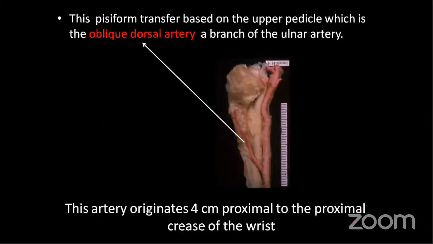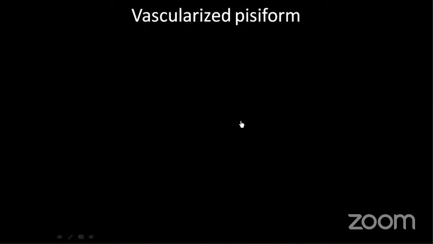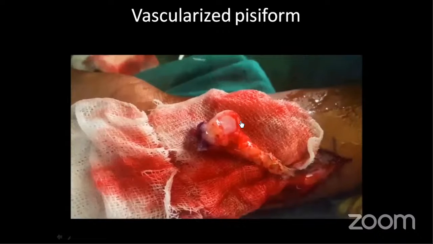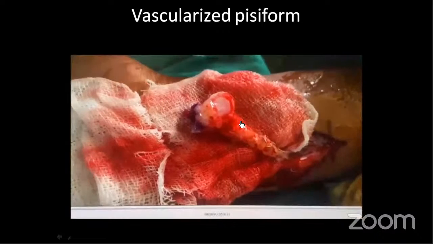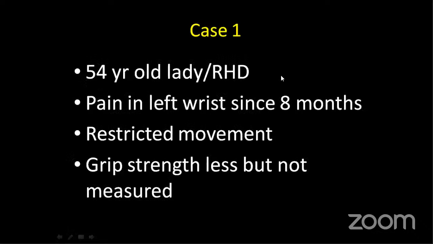This pisiform artery originates 4 centimeter proximal to the proximal crease of the wrist. On dissection, it is 6 centimeter from the pisiform bone. And this arrow is showing the dorsal oblique artery, which is the pedicle for the pisiform transfer. So this is a video of when the pisiform is harvested. So we just go into the cases.